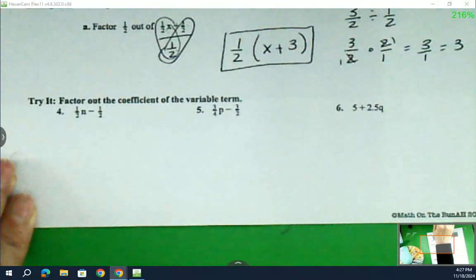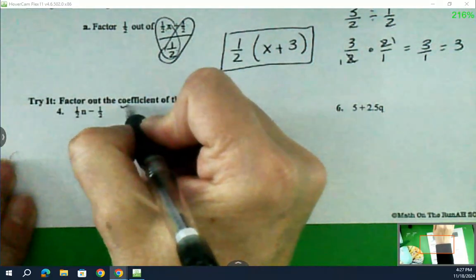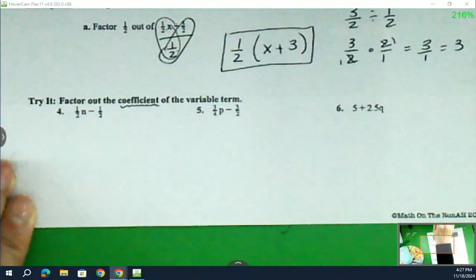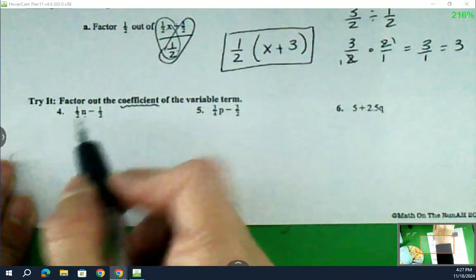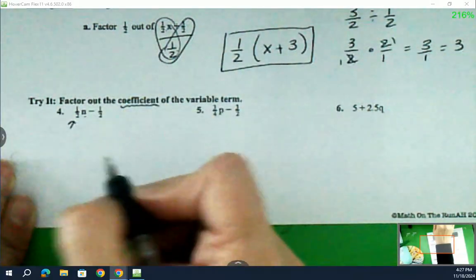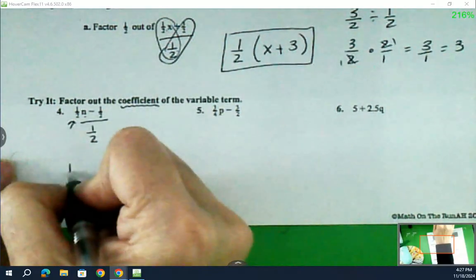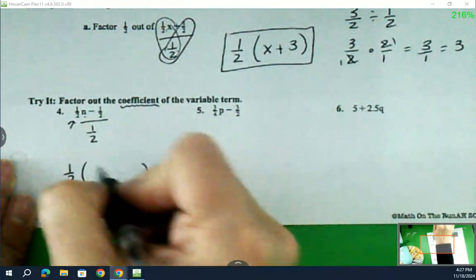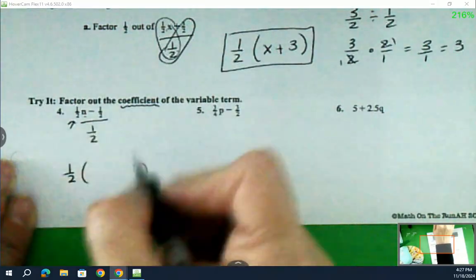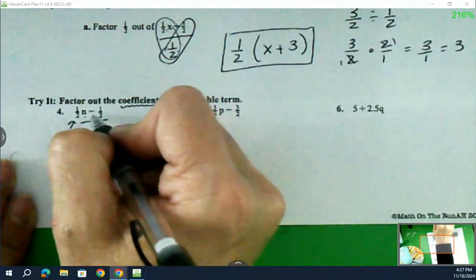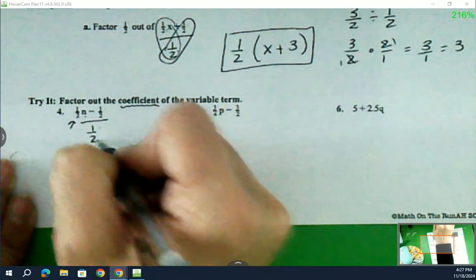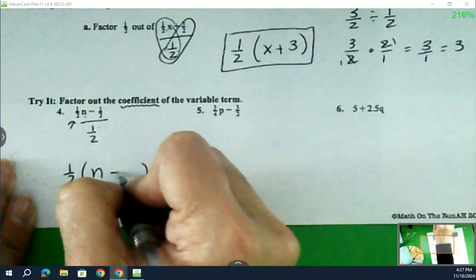It says to factor out the coefficient of the variable. So the variable is n, the coefficient is the number in front. So in this case, we are dividing out the 1/2. So we're going to have the 1/2 out in front. 1/2 n divided by 1/2 is just n. And then negative 1/2 divided by positive 1/2 is going to be a negative 1.